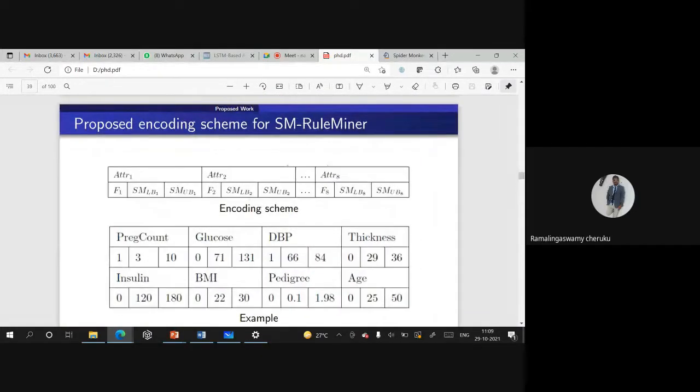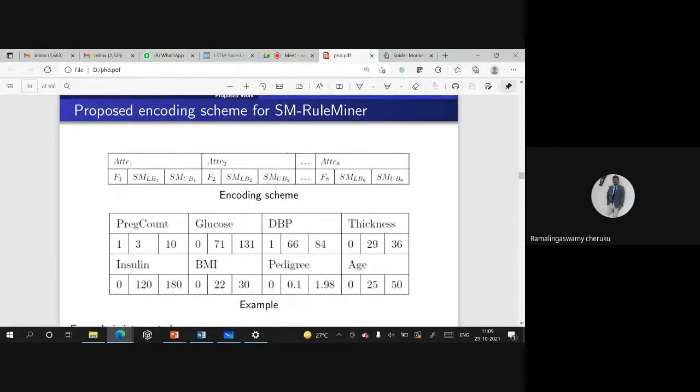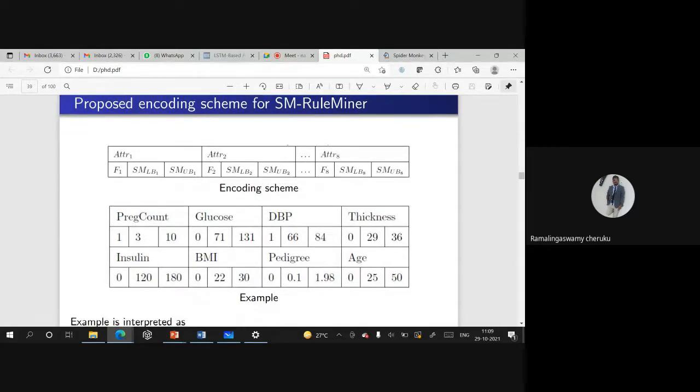If you see how I encoded the spider monkey, each and every spider monkey is a rule. So how do I represent the rule? In every data set, every feature is represented by a triplet. The first part is the flag, whether you should include your feature in your antecedent part or not. The other two values are the minimum value and maximum value of that feature.